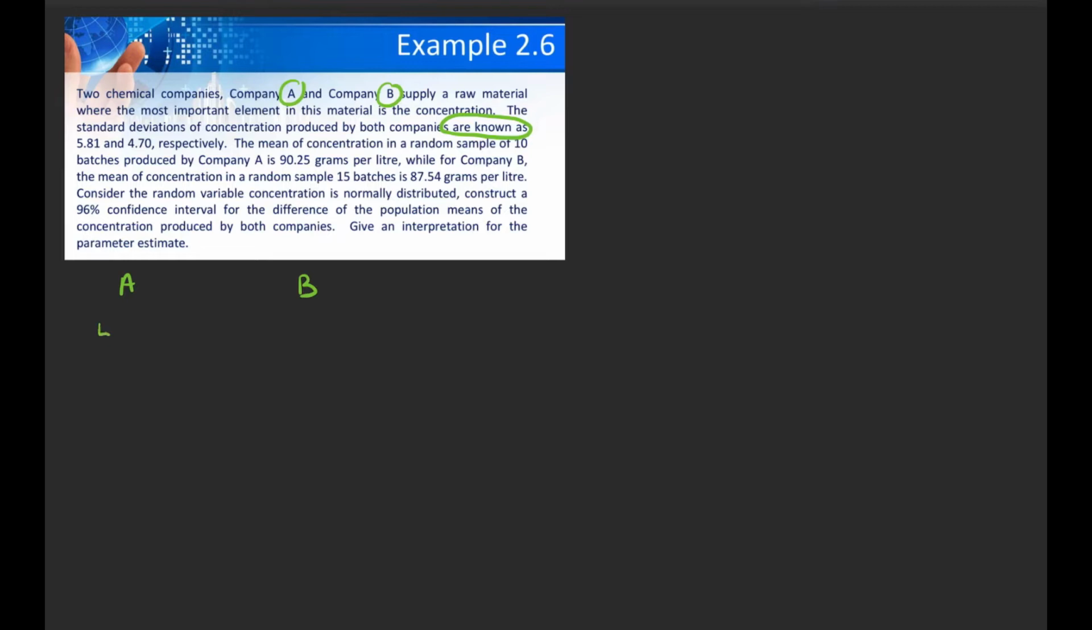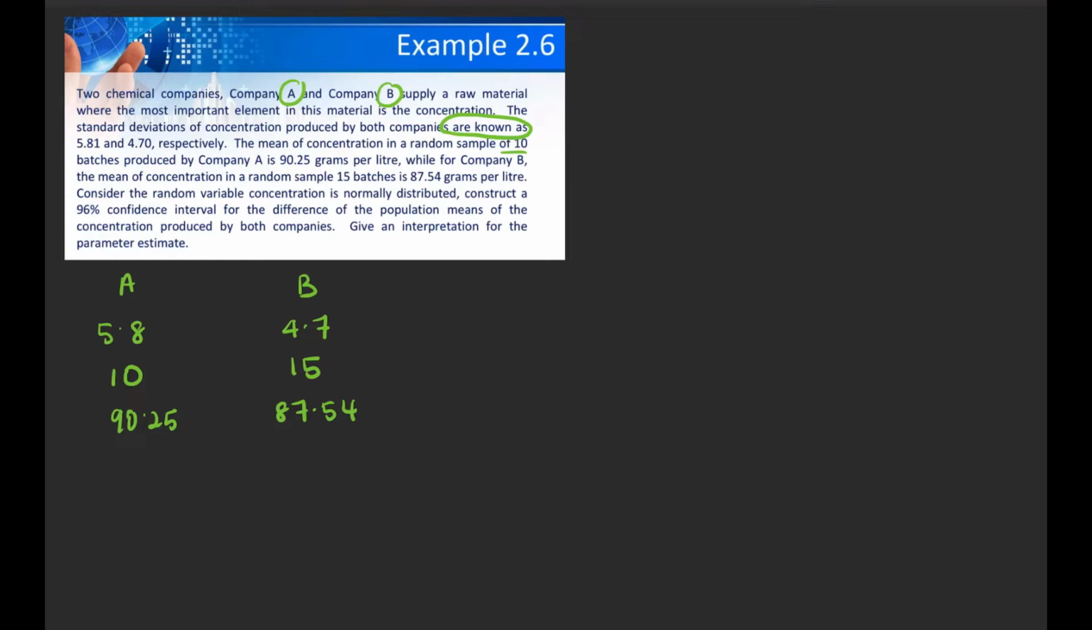Alright, you have 5.8 and 4.7. The mean of concentration in a random sample of 10 batches produced by company A, so company A is 10, is 90.25 gram. Okay. While for company B, the mean of concentration in a random sample of 15 batches is 87.54 grams per liter. Consider the random variable concentration is normally distributed.